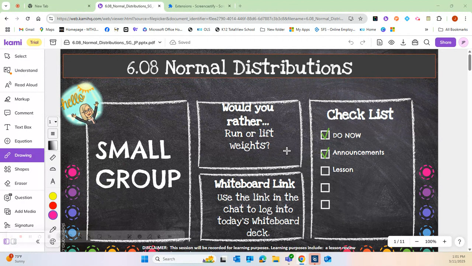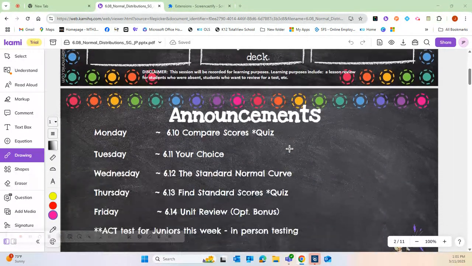It has a quiz with it, and a lot of things that come after 6.08 in Unit 6 are going to rely on your knowledge from 6.08, normal distribution. So I'm going to go ahead and get started.